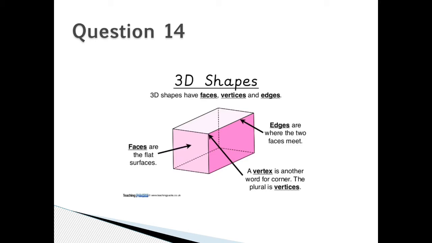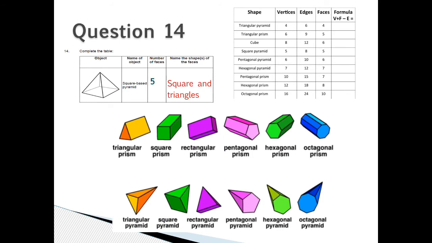The plural is vertices. It is important to know all your 3D shapes like a triangular prism, square prism, rectangular prism, pentagonal prism, hexagonal prism, octagonal prism. There's a triangular pyramid, square pyramid, rectangular pyramid, pentagonal pyramid, hexagonal pyramid, and an octagonal pyramid. It's also important to know numbers of vertices, edges, and faces each one of your 3D shapes has. The square-based pyramid has got 5 faces, and the shapes are squares and triangles.